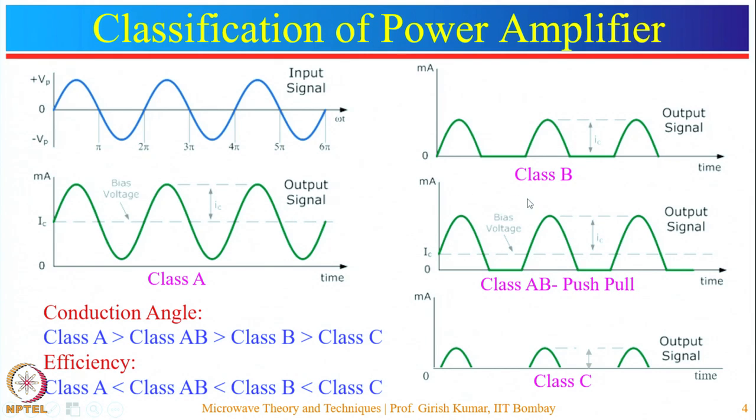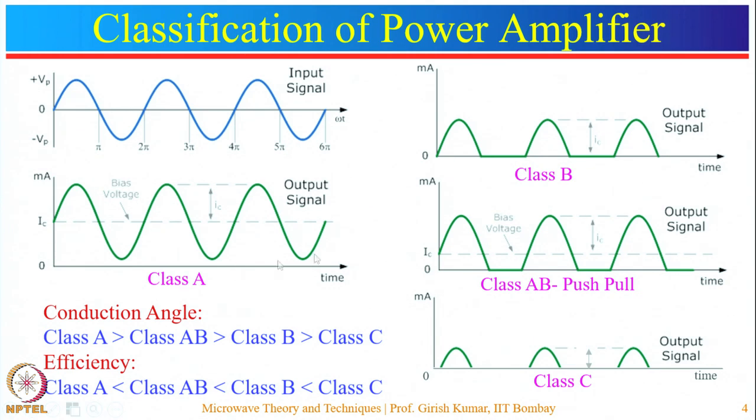The next type of amplifier is the class B amplifier. In this case, the operating point is chosen at the cutoff. So, the output current flows only for the positive half cycle. So, the output waveform will be between 0 and pi, 2 pi and 3 pi, 4 pi and 5 pi. So, the output waveform will be like this. So, here you can see that half of the information is lost.